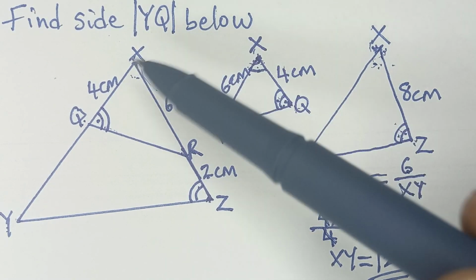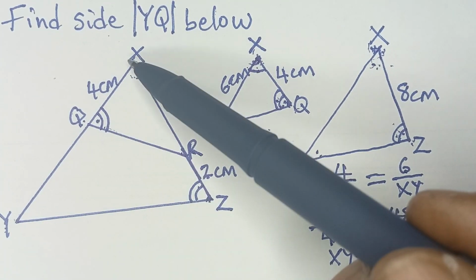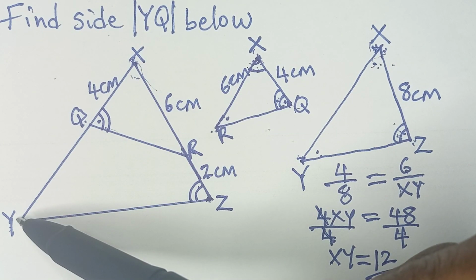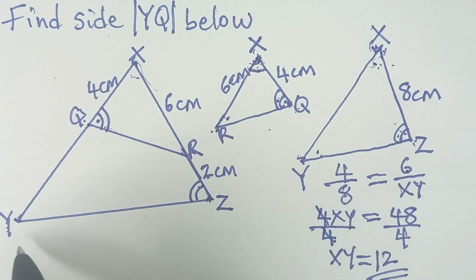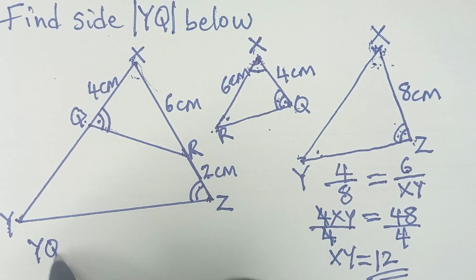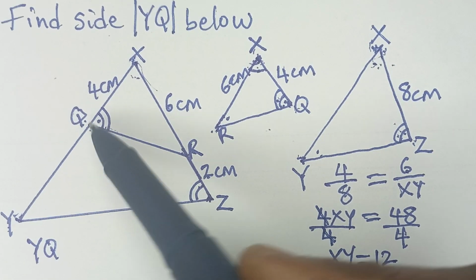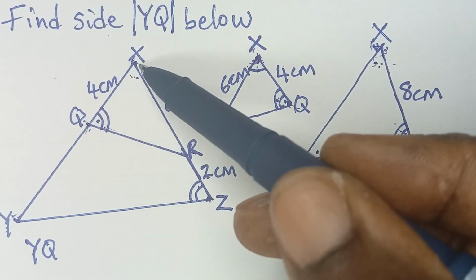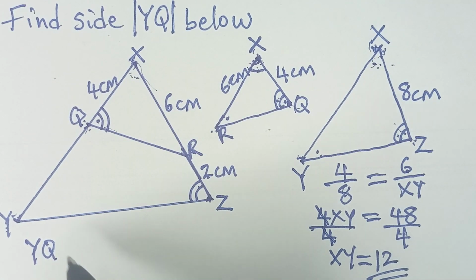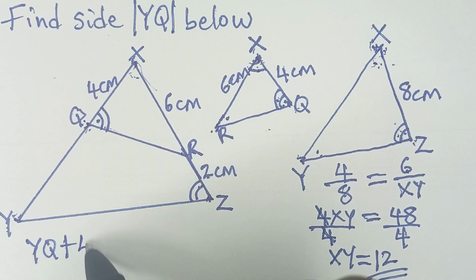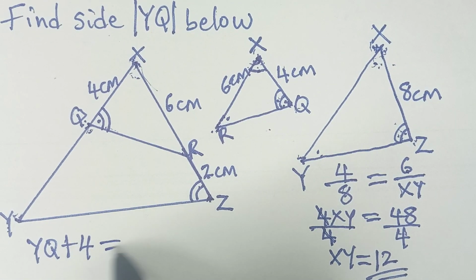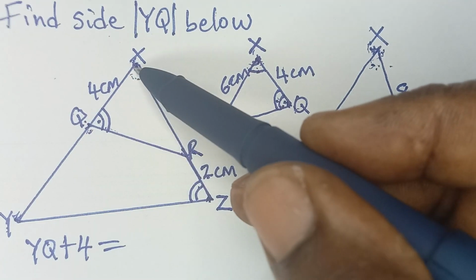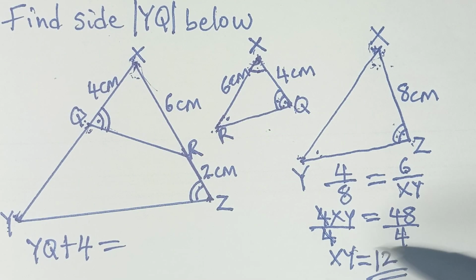Now coming back to the original shape, this XY is 12. And we are looking for YQ. So you agree with me that YQ, which is this side, added to XQ, which is 4. This side XQ is 4. And that will be equal to the full length XY that we just obtained now, XY, which is 12.